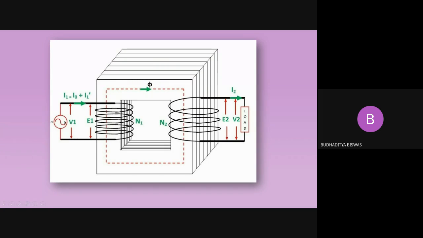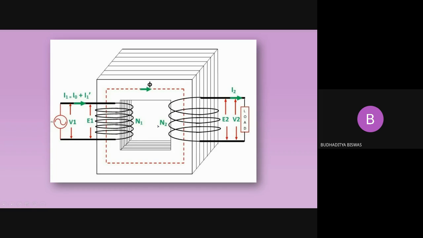Coming to the primary circuit, when voltage is supplied to the primary winding, the current starts flowing. This current I1 is called the primary winding current. It has two parts: one is I0, another is I1 dash. This I0 is called the no load component of the current. Again, it has two parts: one is I mu, one is IW. And E1 is the voltage across the winding.